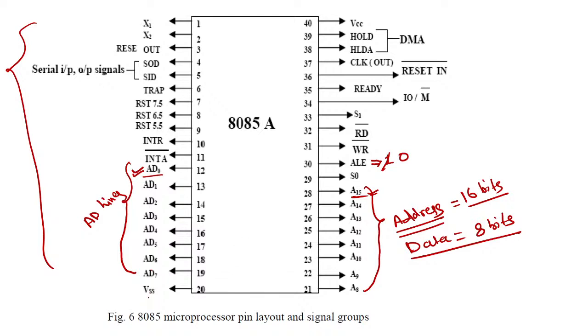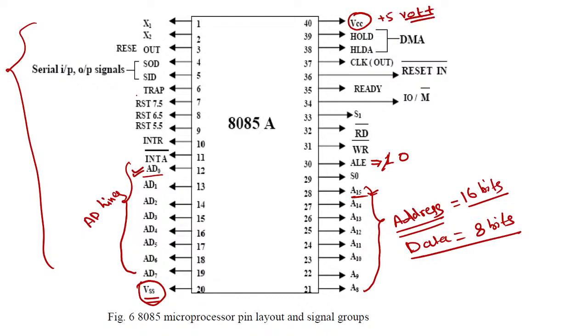Okay, VSS is your ground signal. You know that every microprocessor will be connected to a power supply, and in the power supply we have voltage and ground supply. So VSS is nothing but your ground supply. This will be connected to ground, and VCC will be connected to the 5-volt supply.